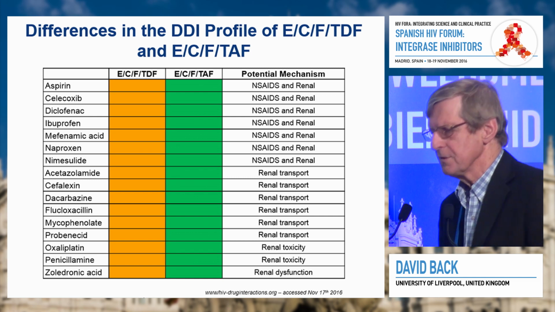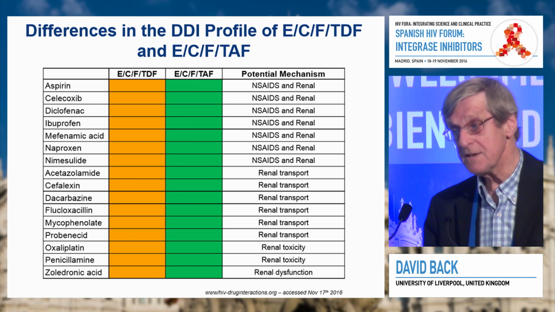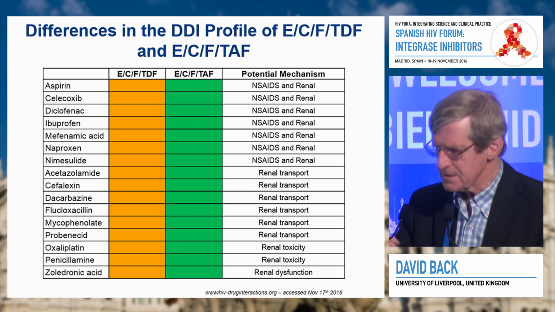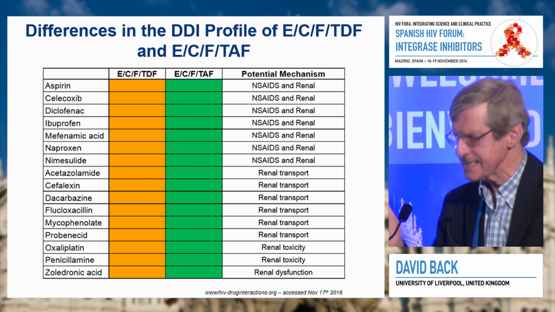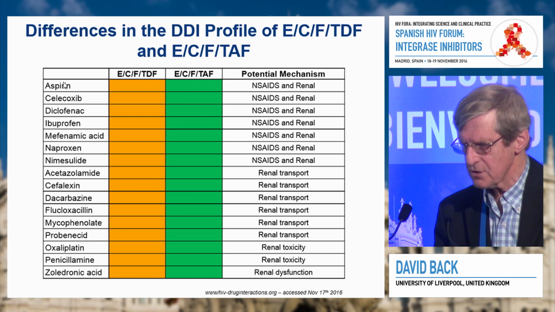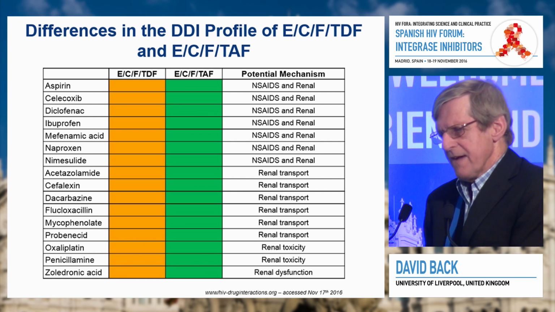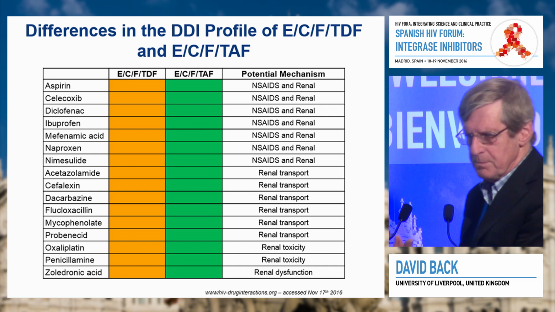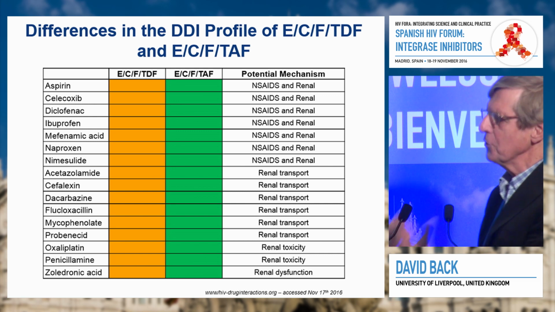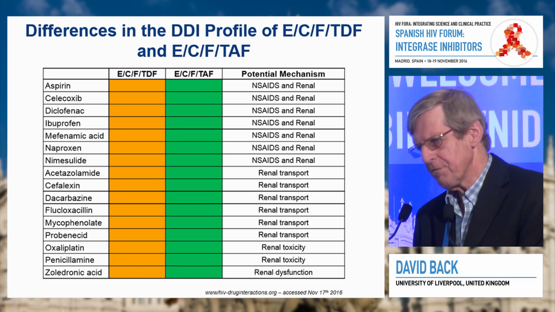Now there is also a difference, and this will be complicated, and I apologize, but we're pretty much at the end. There is a difference in the DDI profile. So if we're asking what's new, there's a difference in the DDI profile of ECF-TAF versus ECF-TDF. And these are some of the drugs where there would be a difference in our database. We would have ambers, a cautionary statement around the TDF regimen, and a green, a non-cautionary statement, meaning we don't think there's any issues, with the TAF regimen.